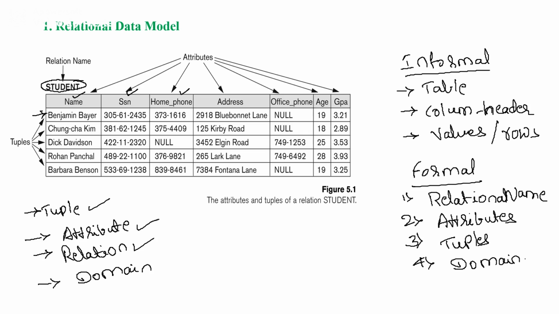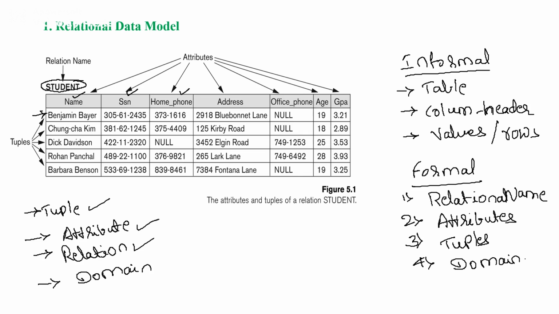So the relation is nothing but a table, or the table name itself we are calling it as a relation in the formal definition. Relation is nothing but a table header or table name, we are calling it as a relation. Here in this example, the student will be the relation name.